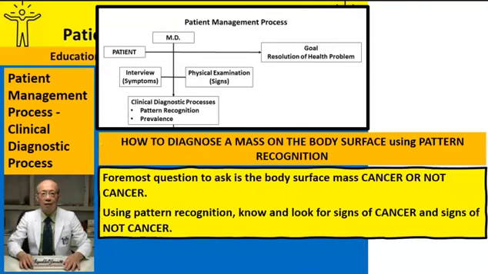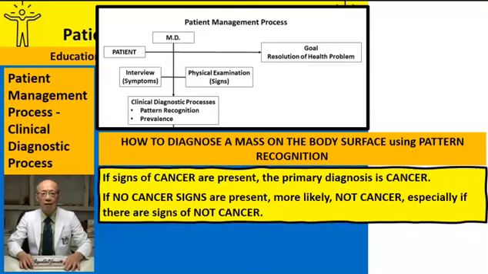Foremost question to ask is, is the body surface mass cancer or not cancer? Using pattern recognition, know and then look for signs of cancer and also signs of not cancer. If signs of cancer are present, the primary diagnosis is cancer. If no cancer signs are present, more likely not cancer, especially if there are signs of not cancer.